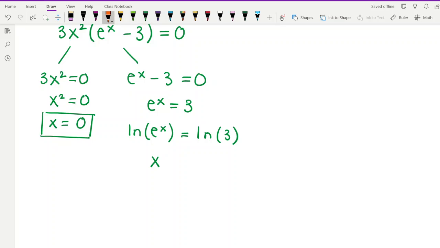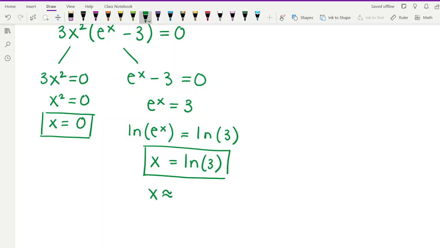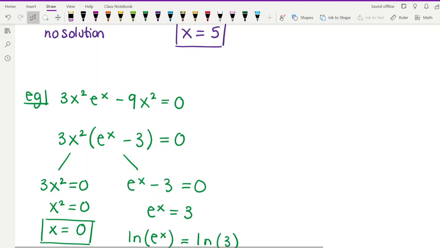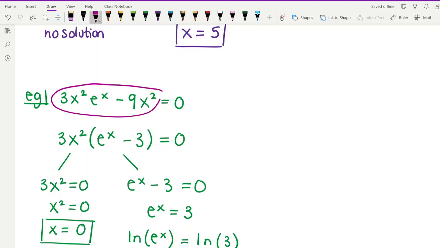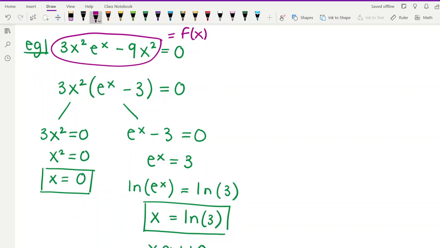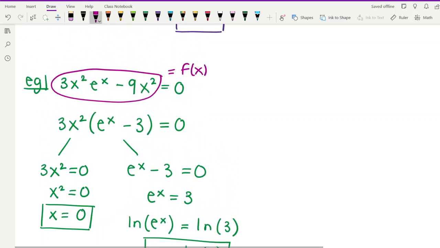So a good thing to be familiar with, and we talked about this in an earlier video, is that anytime you're taking ln of e to a power, it's just going to simplify to whatever that power was. So in this case, we're just left with x is equal to ln of 3. And if you wanted to approximate that, that would be approximately equal to 1.10. So again, I would encourage you with this example just to see what it looks like. Take this expression and set it equal to f of x and graph it in Desmos. And what you should see is that you have an x-intercept at 0 and another one at approximately 1.10.